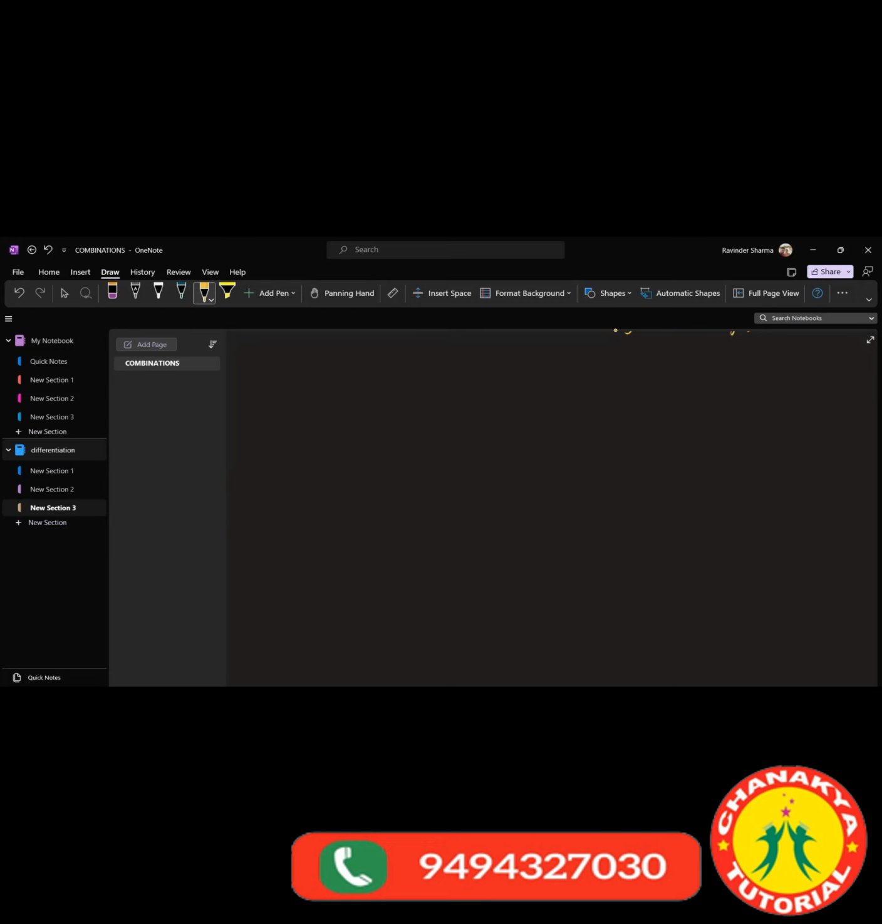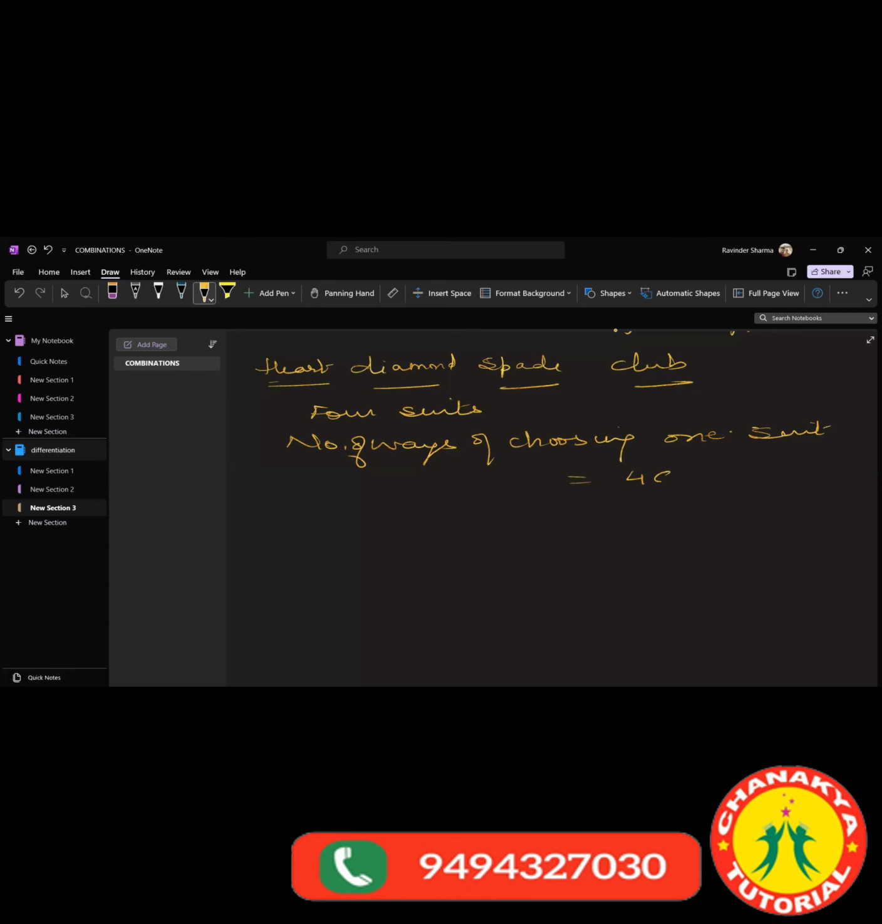So the number of ways for same suit cards will be, see, spade, club, diamond, and heart. How many suits are there? 4. So the number of ways of choosing one suit, because the cards will be of the same suit, we will choose only one suit. So it will be 4C1. Out of 4, we will choose 1. Right, beta? Yes.